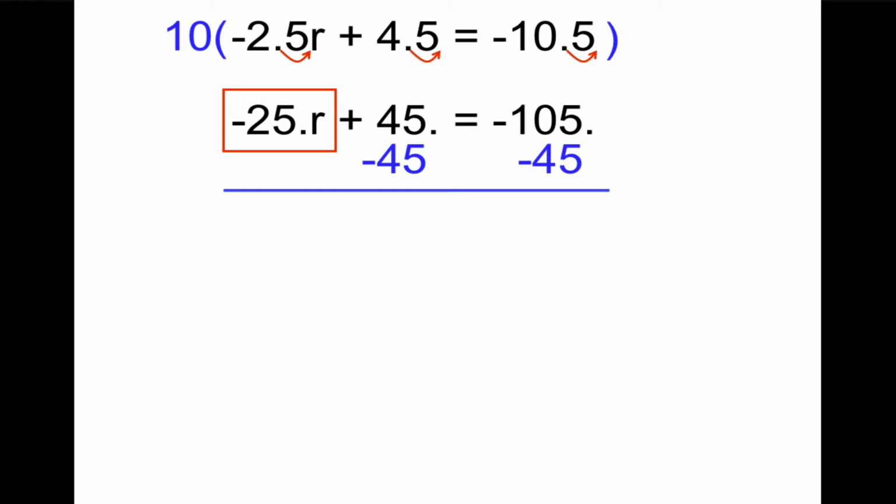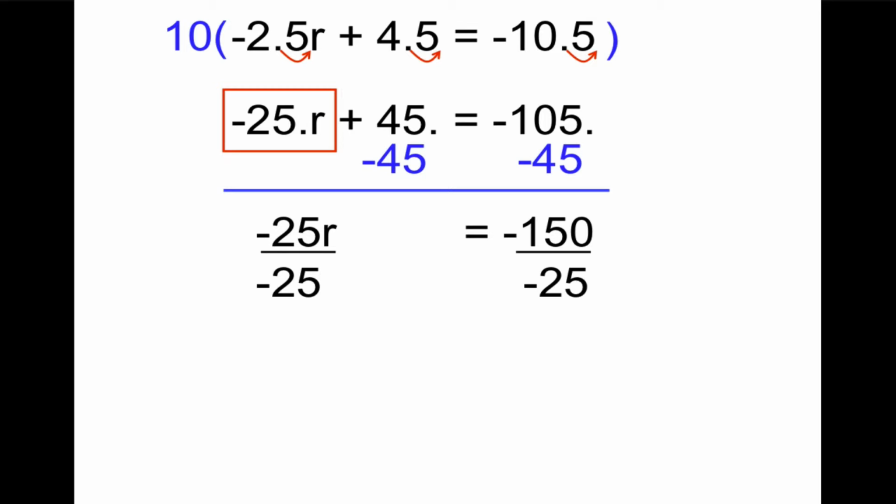And let's go ahead and subtract 45 on both sides. So 45 minus 45 is 0, so we end up with negative 25r equals negative 150. And step 2, multiply or divide. In this case, we're going to divide both sides by negative 25, because a negative divided by a negative is a positive. So that gives us positive 1r equals 6. Problem solved. Box it out. Let's move on to example 2.